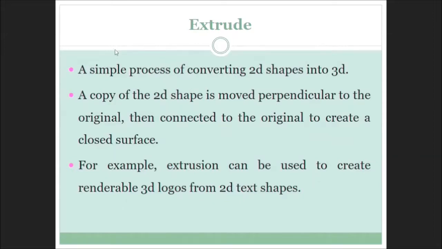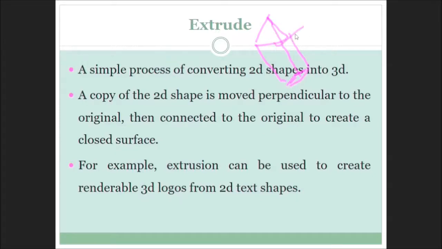Then extrude. Extrude means a simple process of converting a 2D shape into 3D. Extruding: a copy of the 2D shape is moved perpendicular to the original, like this, and then connected to the original to create a closed surface like this. If say this is a 2D shape, this is moved perpendicular to the original, meaning say it is moving like this. All these 3 points moving like this, and you create a closed surface.